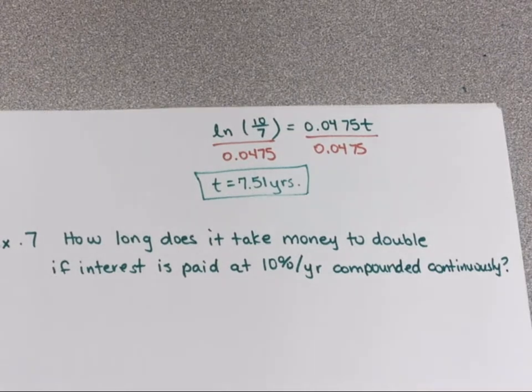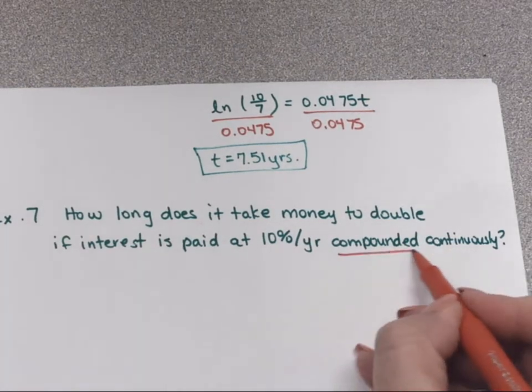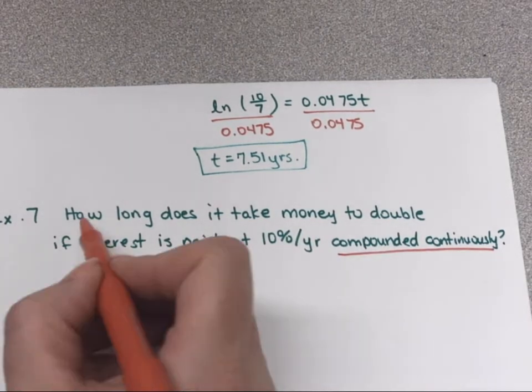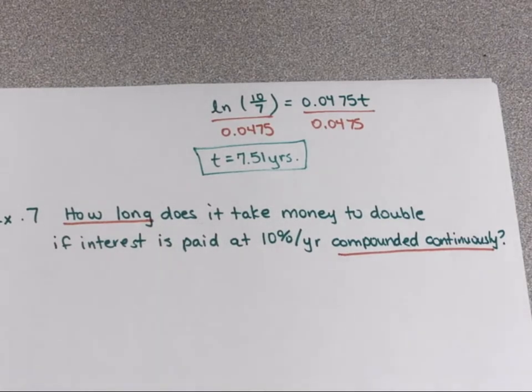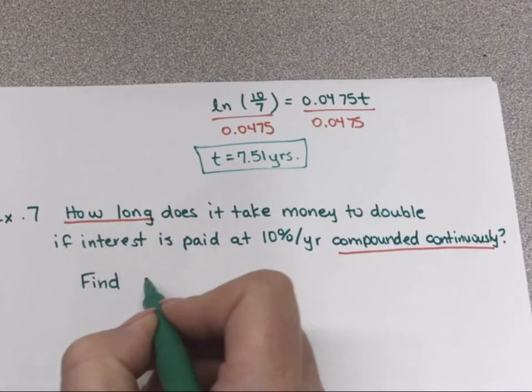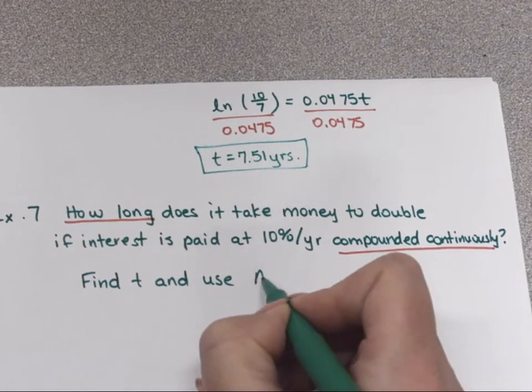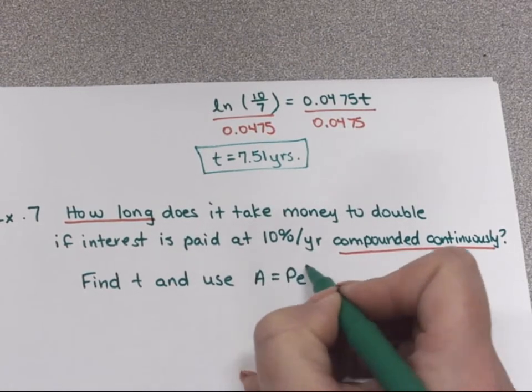So don't let the per year throw you off. Interest is always quoted yearly. Even if it's compounded less frequently, it's always quoted as a yearly interest rate. So it's compounded continuously, right? And then I'm asking you how long. Notice that this time I'm asking you to find what? T, right? And we're going to use A equals P times e to the rt power.